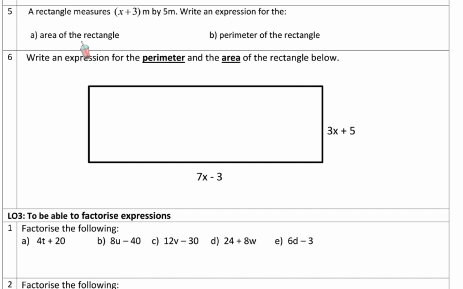Question 5. A rectangle measures x plus 3m by 5m. Write an expression for the area of the rectangle and perimeter of the rectangle. So to find the area of a shape, we will need to take the length and multiply it with the width. So we can take 5m multiply x plus 3m, and we will get 5x plus 15m.